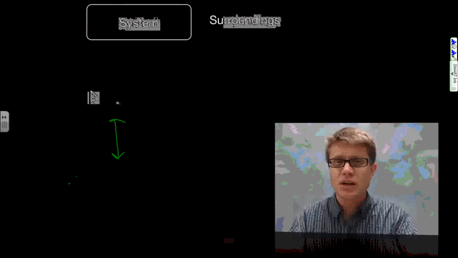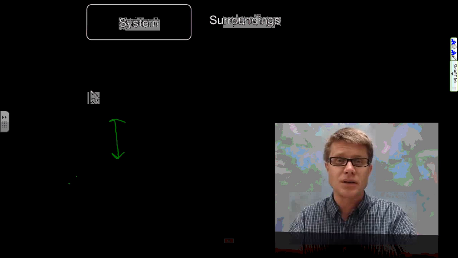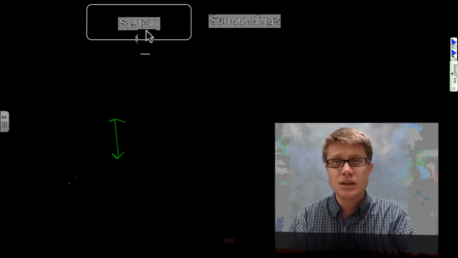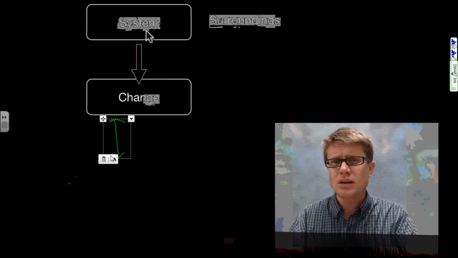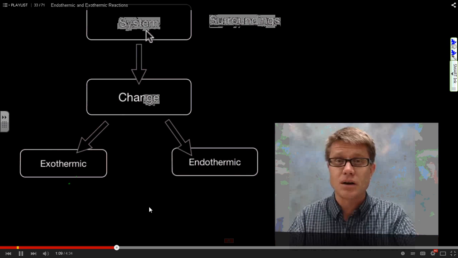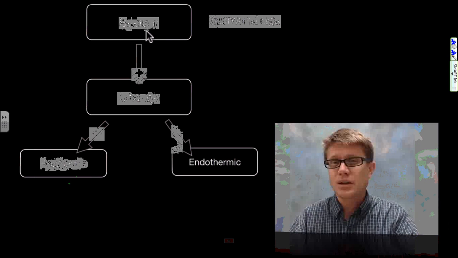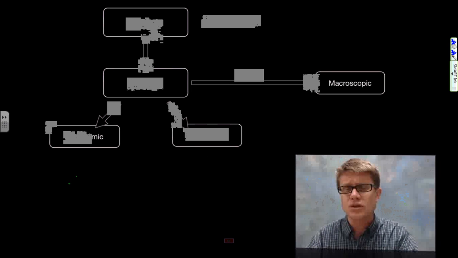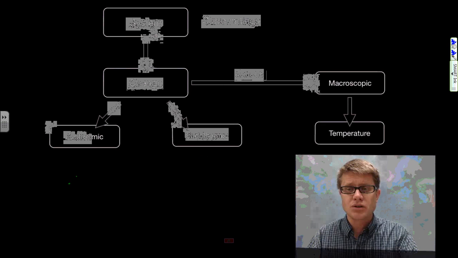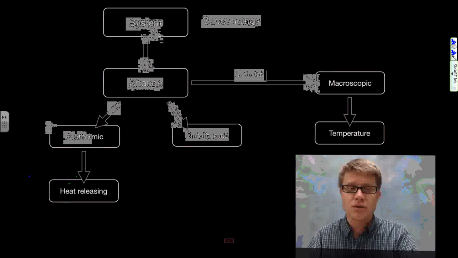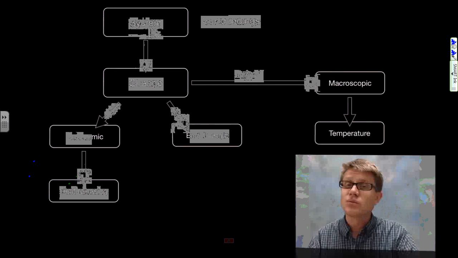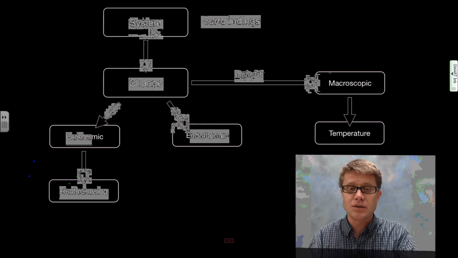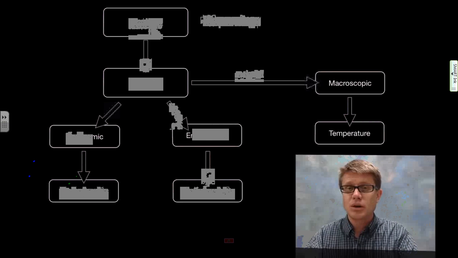And so you really have to understand what is the system and what are the surroundings. In a reaction, the system is going to be where the reaction is taking place, so in the chemicals themselves, and then the surroundings are going to be outside of that. So if we have a change in heat, that's either going to be an exothermic or an endothermic reaction. Now in the lab, we can't really see at the level of the atoms, and so we have to view it macroscopically. We do that by simply measuring the temperature change. In an exothermic reaction, heat is being released from that reaction to the surroundings, and in an endothermic, it's actually being absorbed.